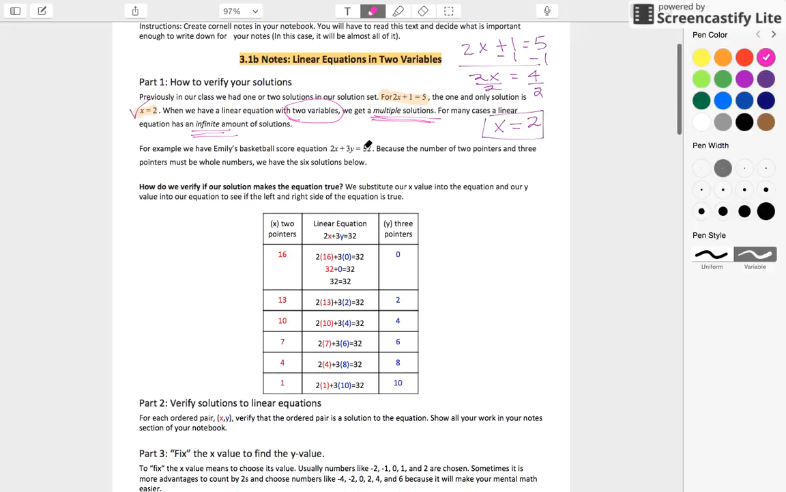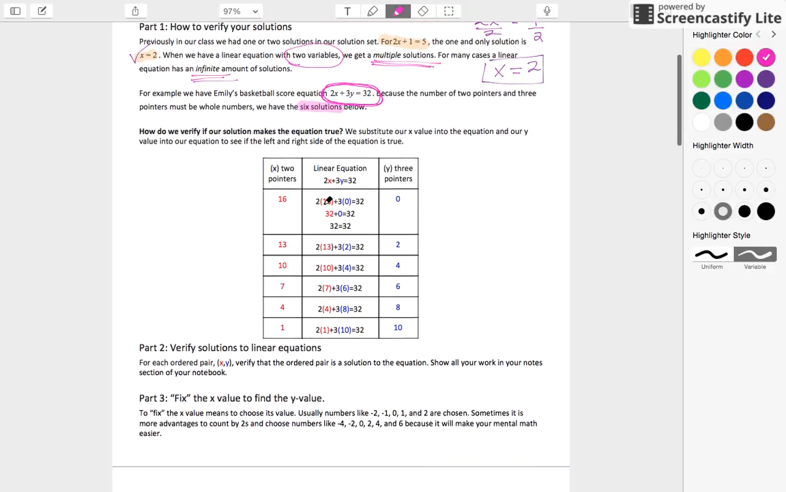So before, you were introduced to Emily's basketball score. Now, we didn't get a chance to really talk about it in class. Right here, we got this equation: 2x plus 3y equals 32. And then after that, we need to see what are the solutions. And in this case, this particular equation is going to have 6 solutions.